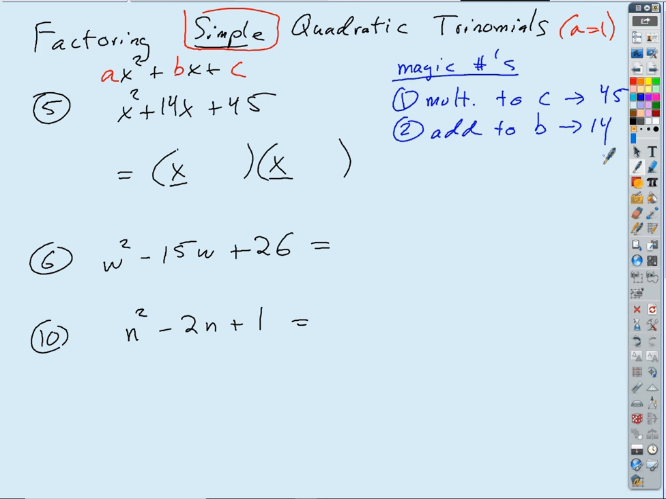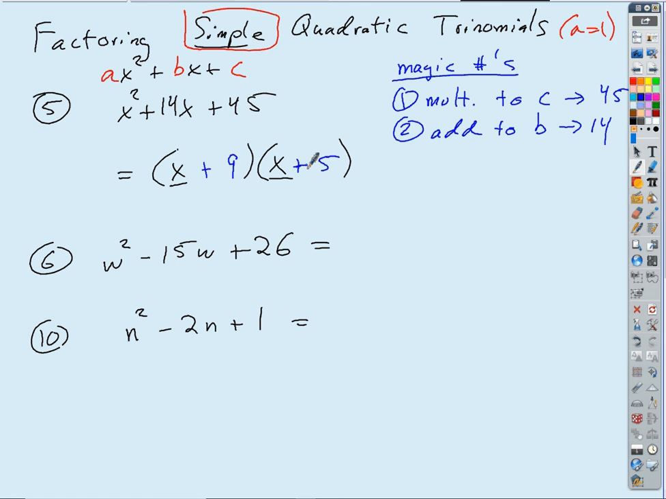You always want to, first of all, ask yourself, well, what are the signs of the numbers going to be? Let's play the sign game. If they multiply to a positive, what does that tell you? They're either both positive or both negative. But in this case, because they add to a positive, which one is it? They're both positive. And now what are the numbers that multiply to 45 and add to 14? 9 and 5, there you go. 9 and 5, good. Okay, so it's factored.